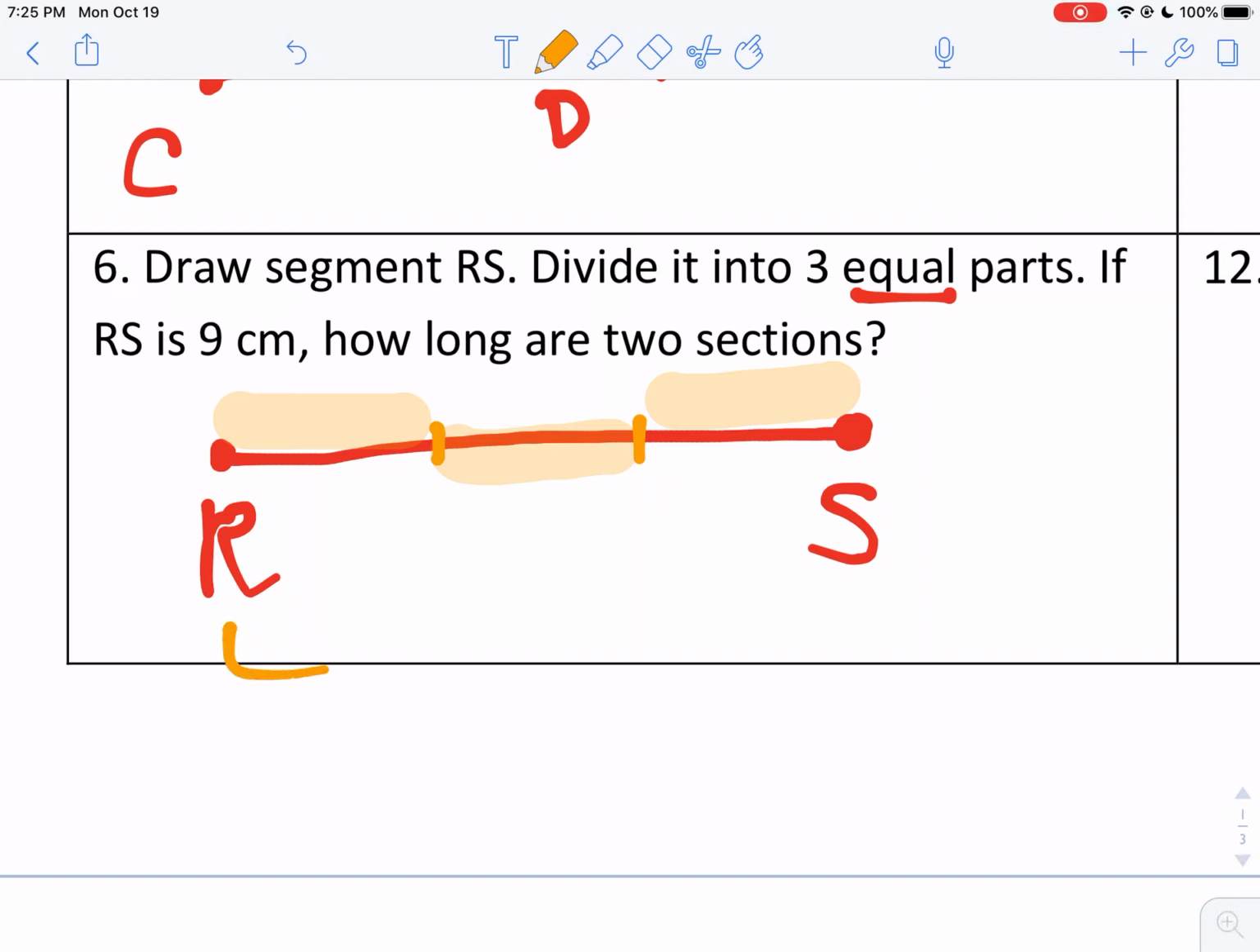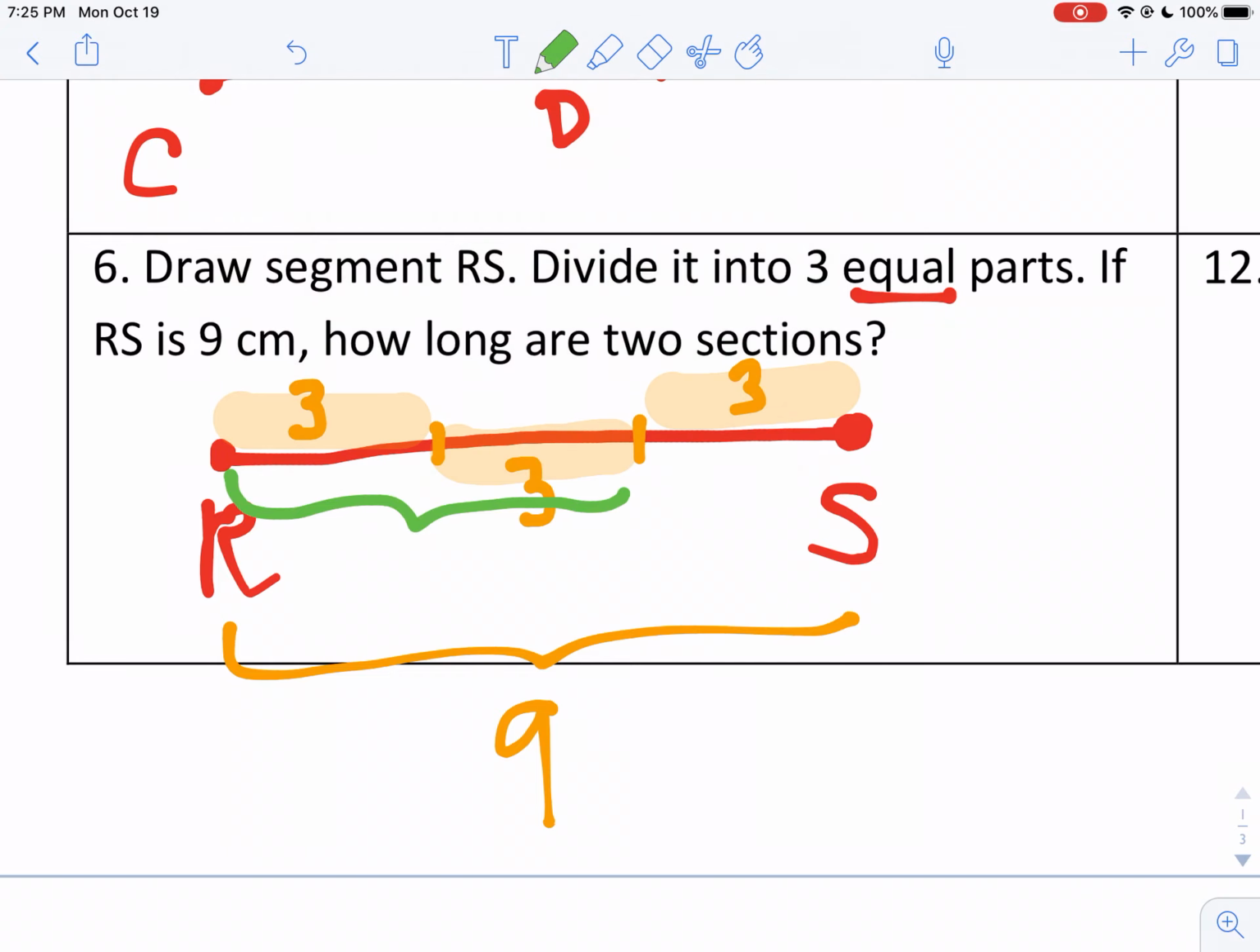Because this whole segment is 9, and you just divided it into 3 equal parts. So 9 divided by 3 means that this is 3 centimeters, this is 3 centimeters, and that is 3 centimeters. And the question actually wants you to find how long 2 sections are. So it's 3 plus 3, which is 6 centimeters.